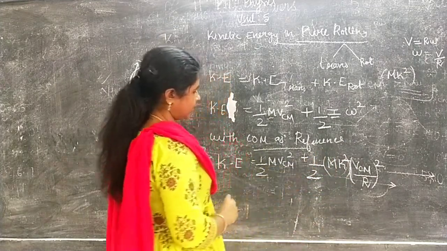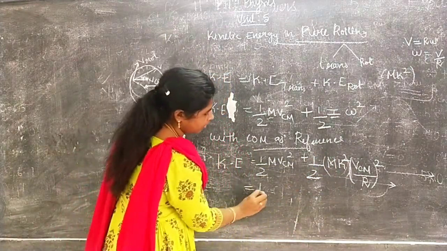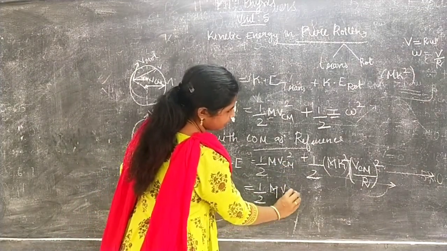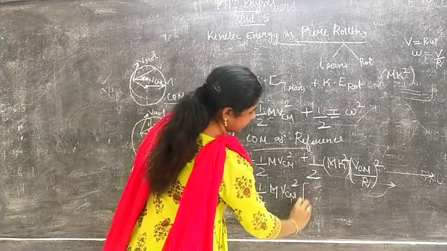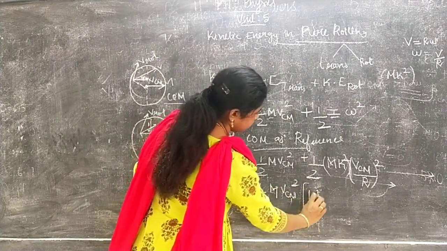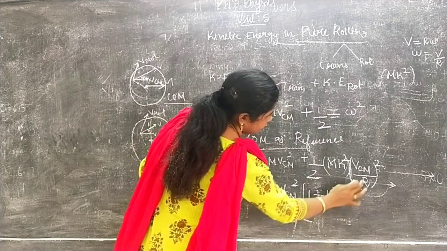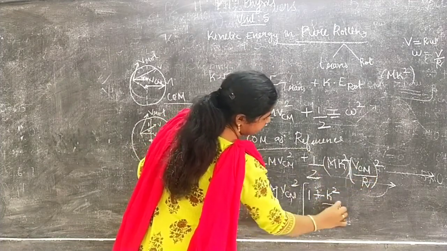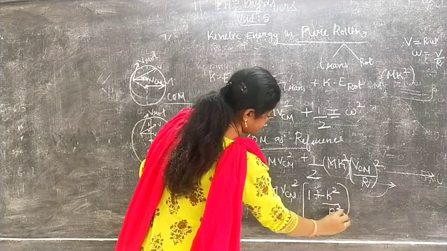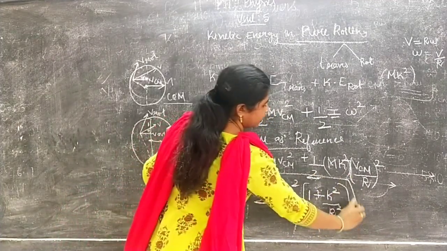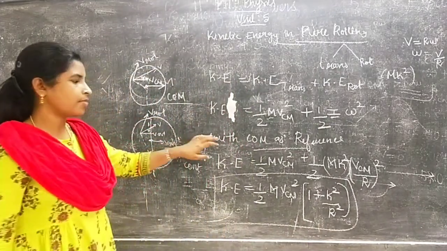Now we can take the common terms outside. Half is common, m is common, VCM square is common. The remaining term is 1 plus k square by r square. So this is the kinetic energy of pure rolling when we consider the center of mass as reference.